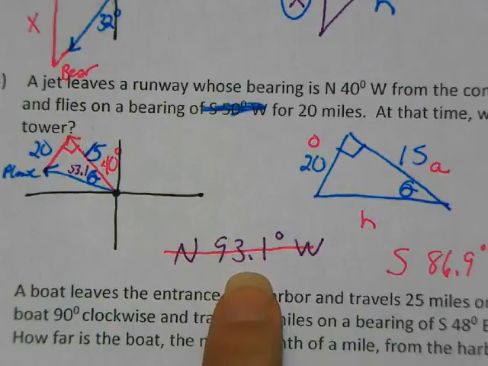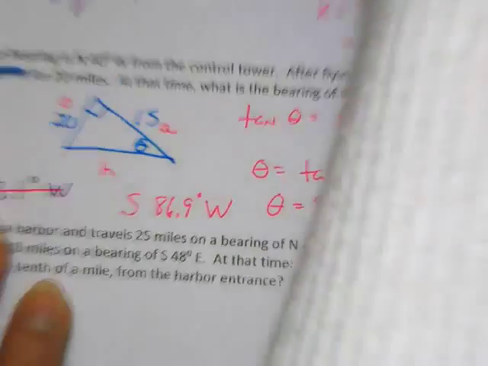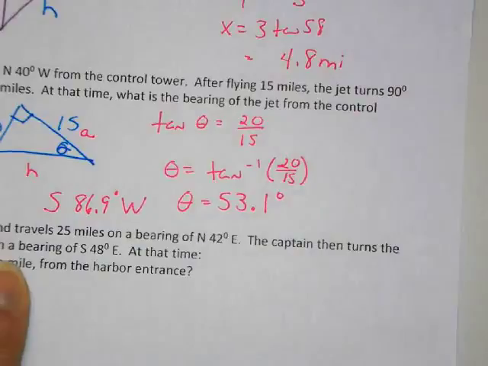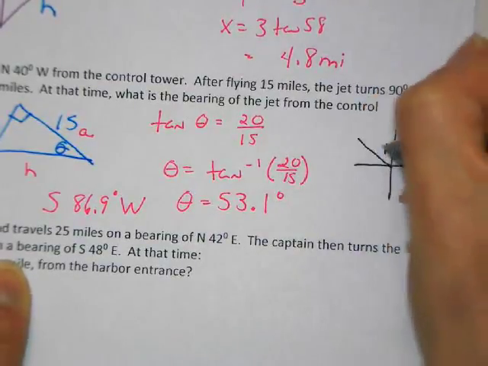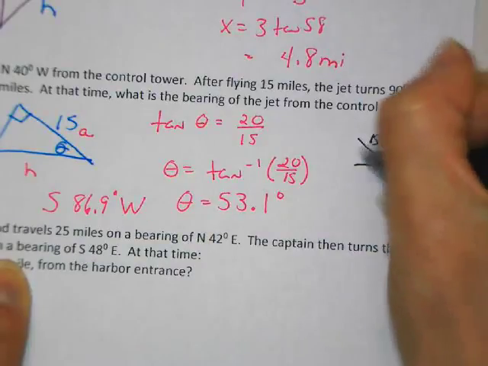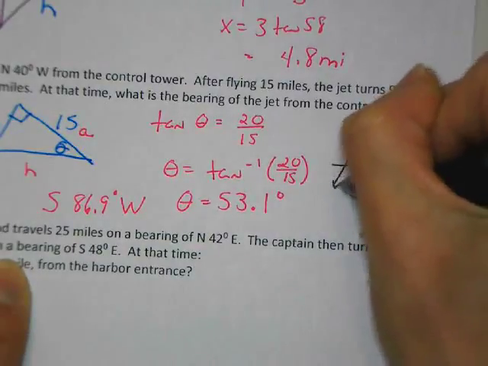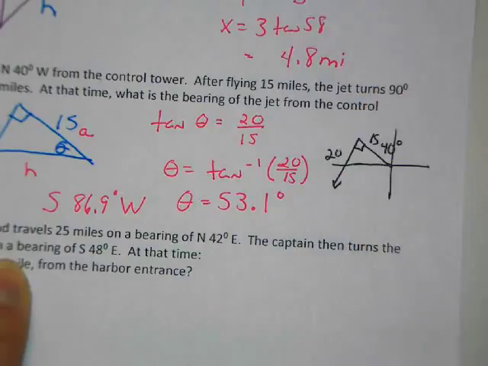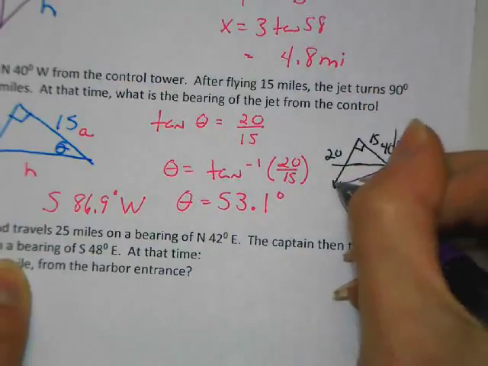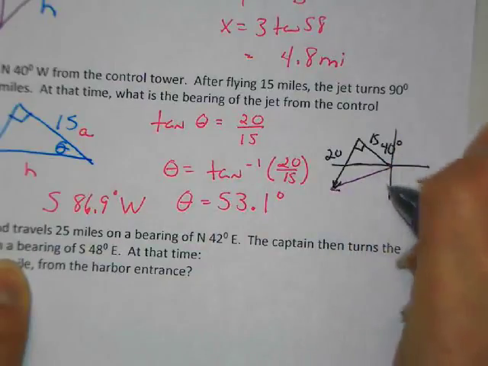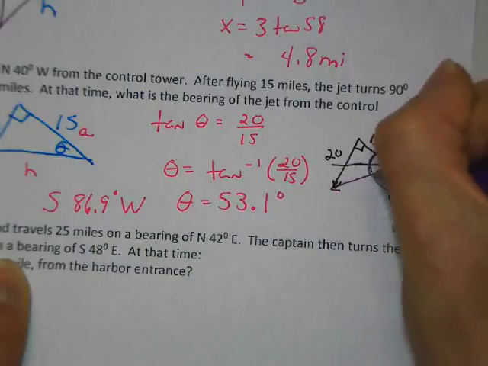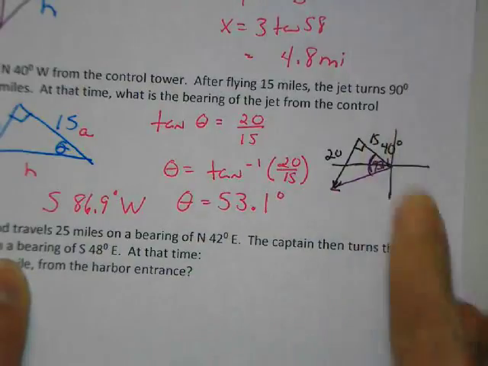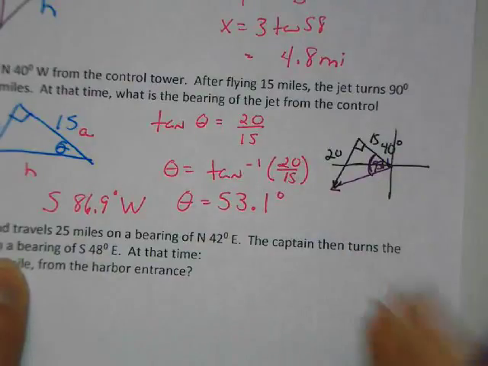What my picture should have looked like was this. I should have gone on a bearing of 40 degrees, 15. Then I should have turned 90 degrees and headed down here at 20. Do you see now that I am in this quadrant down here? So what we did is we found out that this angle here was 93.1. I want this angle because remember with bearing I would be headed south, heading west. Okay?